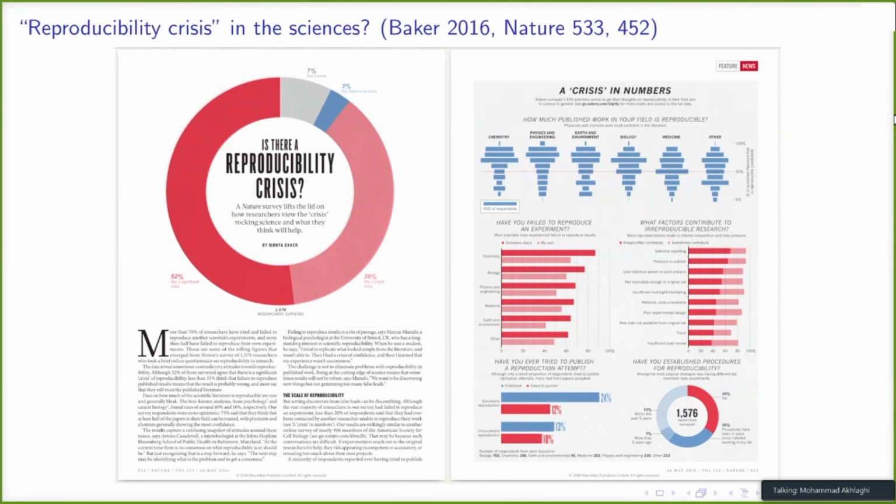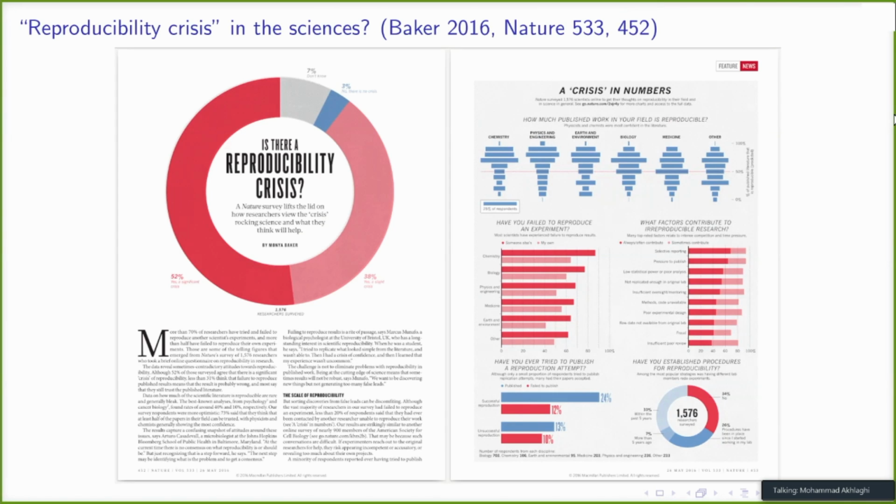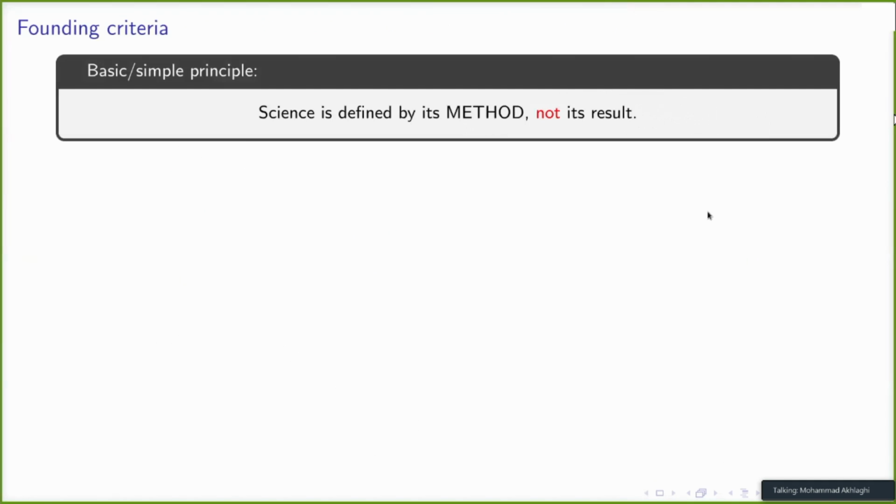There was this paper in 2016 which has become famous. Nature had asked about 1,500 people who had published in Nature before: is there a reproducibility crisis? And you see only 10% say no. 52% say yes, there is a significant crisis, and 38% say there is a crisis, but it's not too significant. This is from all the fields, it's not just astronomy.